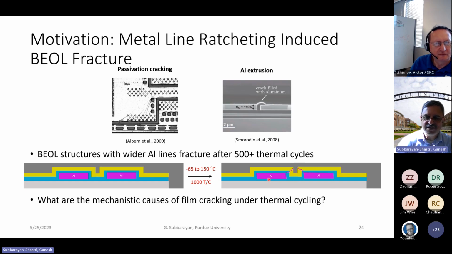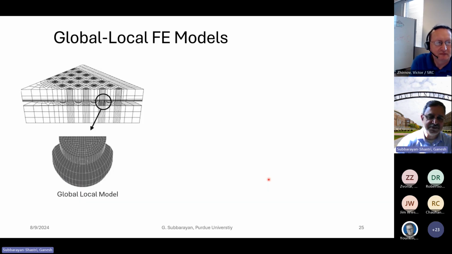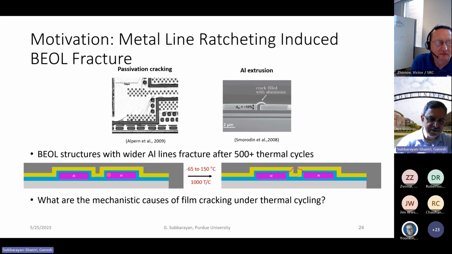And what were the mechanistic causes of the film cracking? This was a TEOS that was cracking. We didn't quite understand why that was cracking, etc. So this is actually caused by the mold compound. So this is an example of chip package interaction.